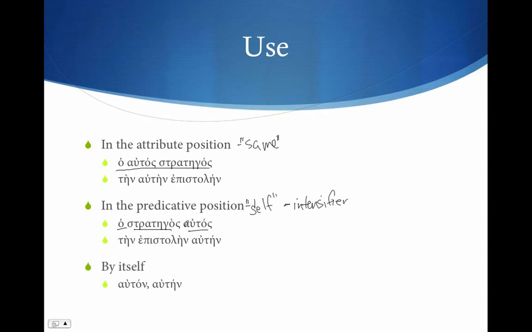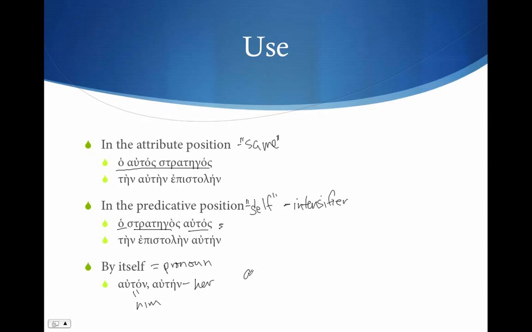And then finally, if you just use it by itself, it's the pronoun. And we've already seen this in some of the readings. So αὐτόν is the accusative, him, αὐτήν, her. You won't use it by itself in the nominative. If you do see it in the nominative, it's an intensifier. So in what we call the oblique cases, the genitive, the dative, and the accusative, it's a pronoun.